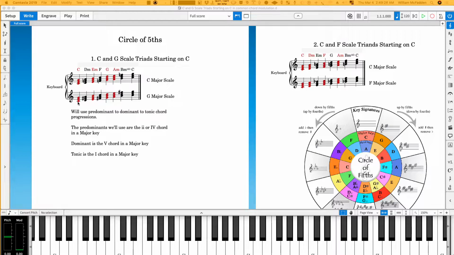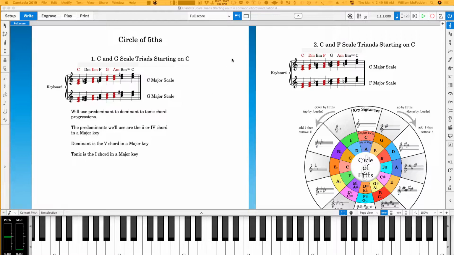And when we do that, we see that we have the chords C major, E minor, G major, and A minor in common. And we'll use predominant to dominant to tonic chord progressions. The predominants we'll use are the 2 and the 4 chord in the major key, and the dominant is the 5 chord in a major key. The tonic is a 1 chord.